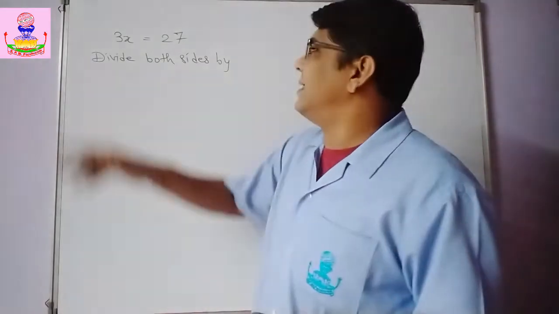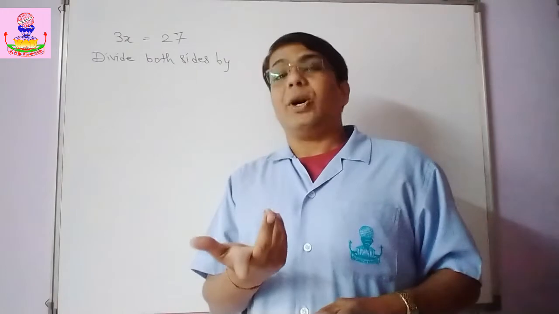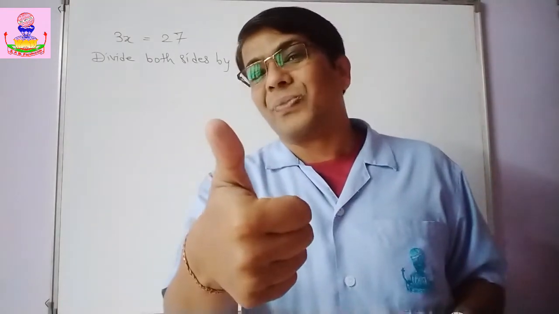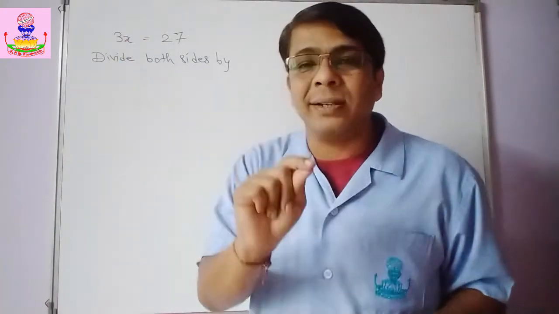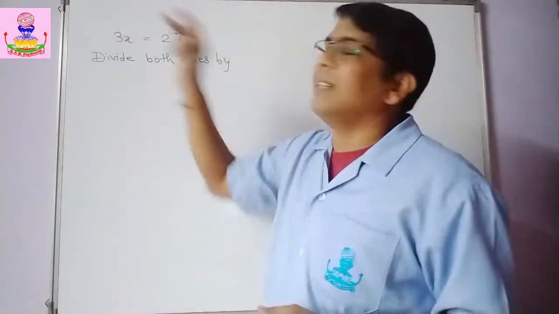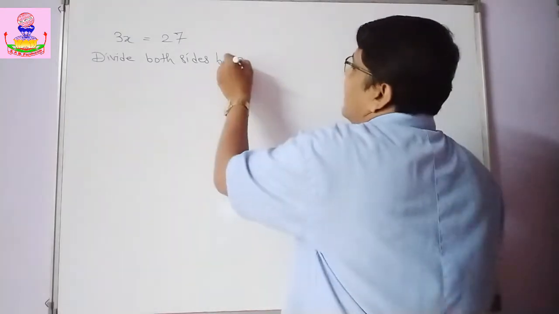But dividing by 6, the 3 will go, but what will come in the denominator? 2 will come. So is it possible to remove completely? No. So my operations and number choosing should be in such a way that I will get only x there. And so we are choosing here only 3. Do you understand? So divide both sides by 3.